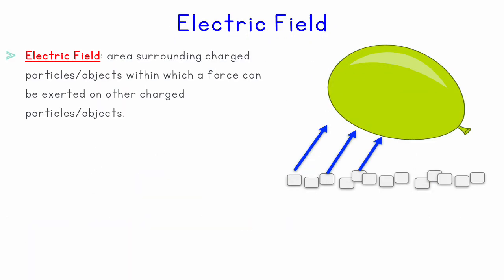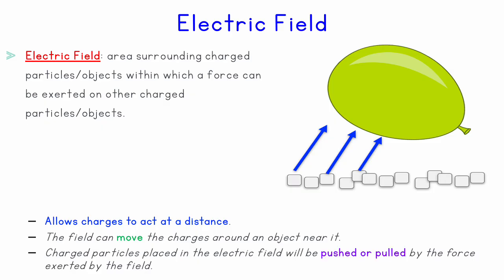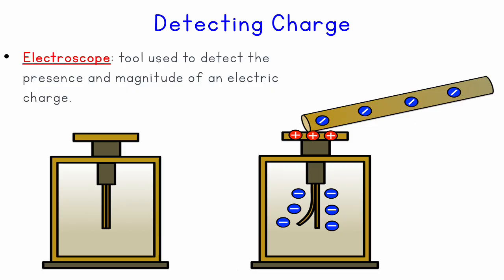An electric field is an area surrounding charged particles or objects within which a force can be exerted on other charged particles or objects. This allows the charges to act at a distance, and the field can move the charges around an object near it. The field can also allow charged particles placed in the field to be pushed or pulled by the force exerted by the field. An electroscope is a tool that is used to detect the presence and magnitude of an electric charge.